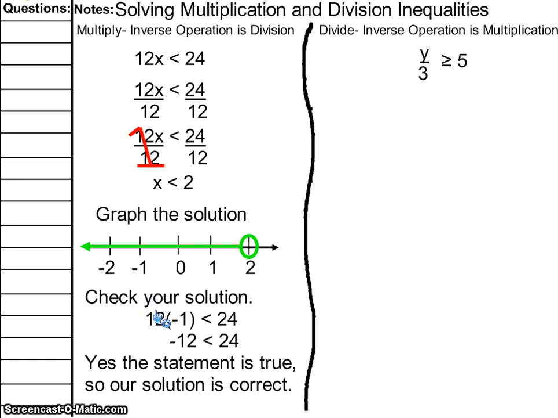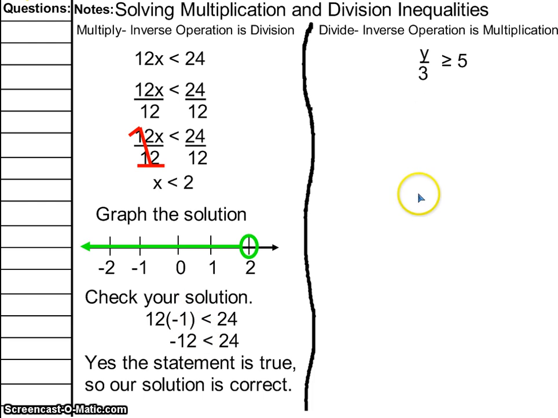To check your solution, pick a number that's less than 2. Let's go with -1. We substitute -1 for our variable, so we have 12 times -1, which equals -12. Is -12 less than 24? Yes, so this makes our statement true, so our solution is correct. Please notice I'm substituting a number from our number line back into our original problem, which was 12 times x is less than 24.